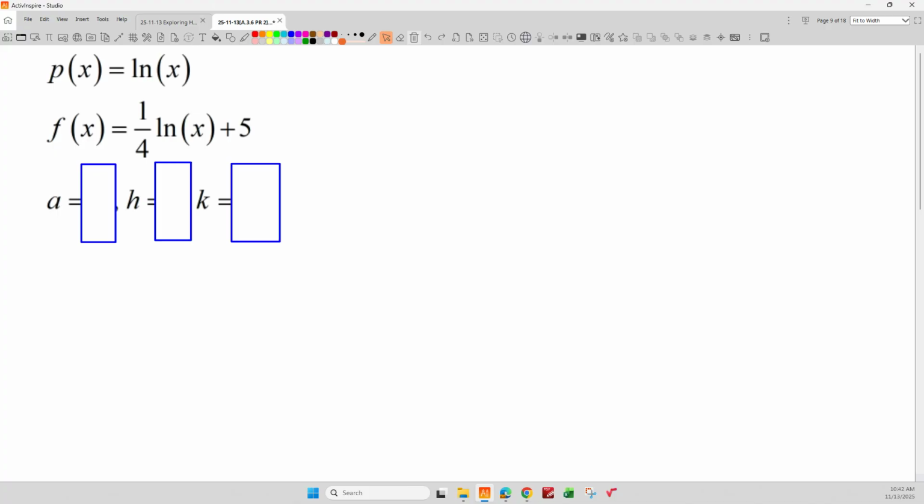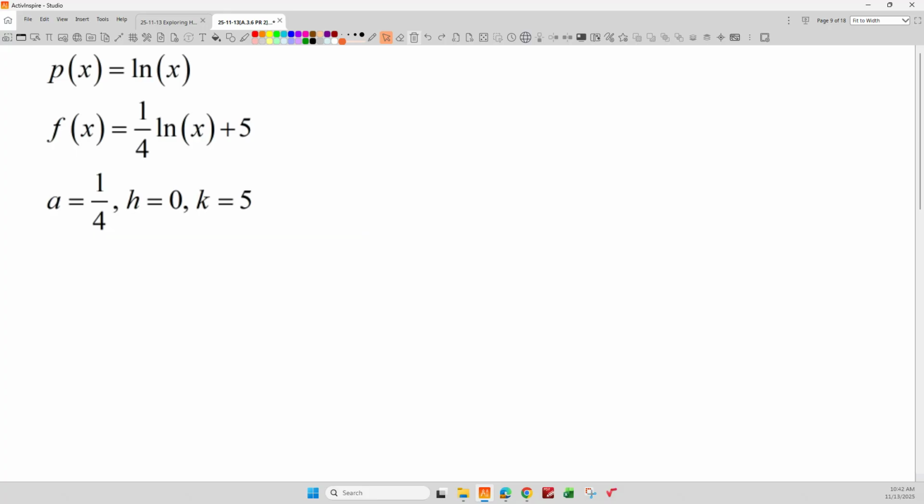What's h? 0. So it hasn't been translated horizontally at all. What's k? 5. So whatever it looks like, we know that it's been translated vertically by 5. And what's a? So what have we done to it? What's that do to it? Yeah, so we don't know what it looks like yet, but if we did, we would know that it's going to get translated 5 vertically and compressed by a factor of 4. So all we need to know is, what does that parent graph look like? And we would know exactly how to graph that function.